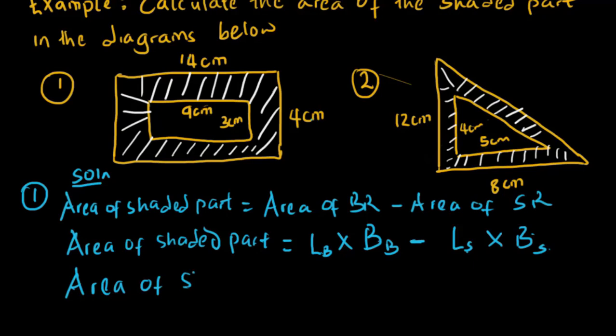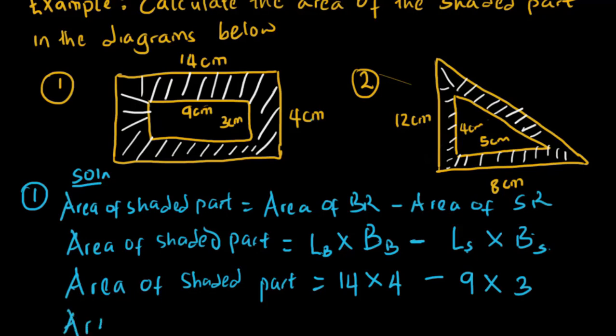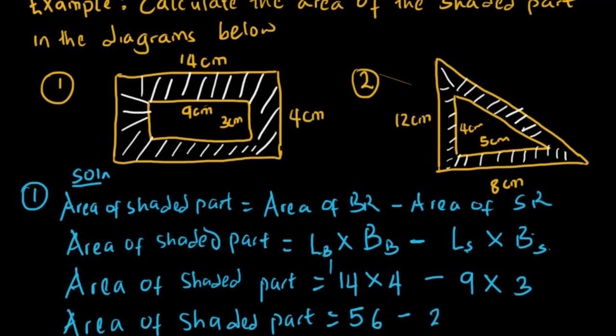Area of shaded part equals length of the big rectangle, which is 14, so I have 14 times breadth of the big rectangle, which is 4, minus length of the small rectangle, which is 9, times breadth of the small rectangle, which is 3. So we have area of shaded part equals 14 times 4. 4 times 4 is 16, 6 carry 1. 4 times 1 is 4 plus 1 is 5. So we have 56 minus 9 times 3, which is 27.